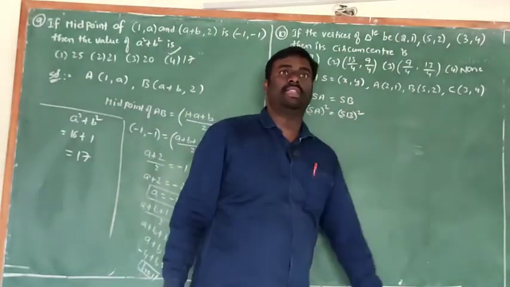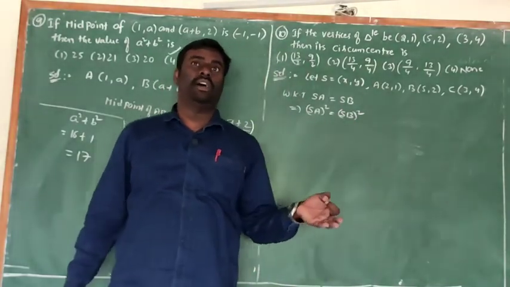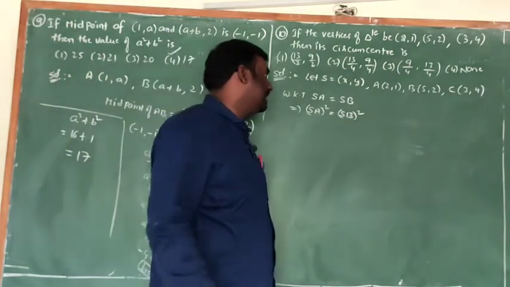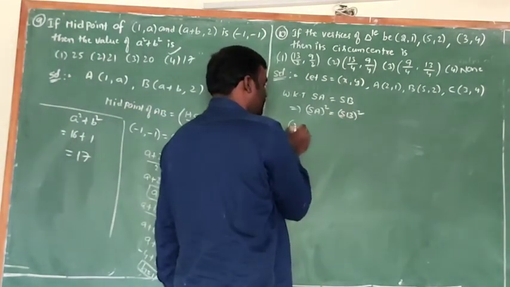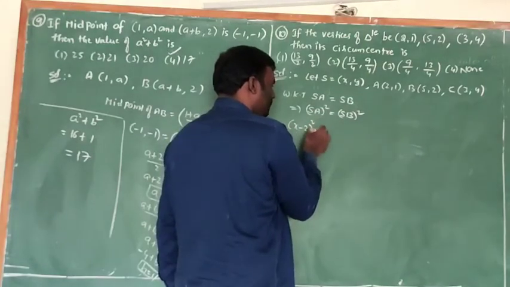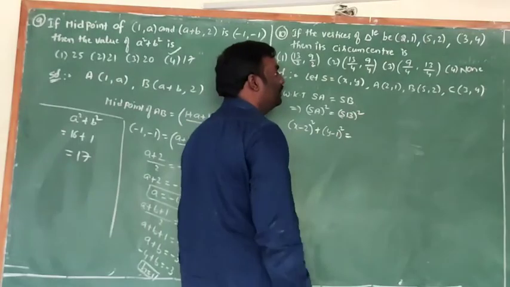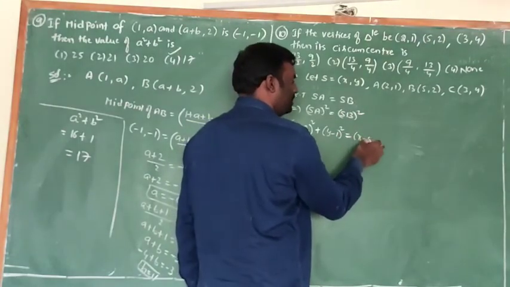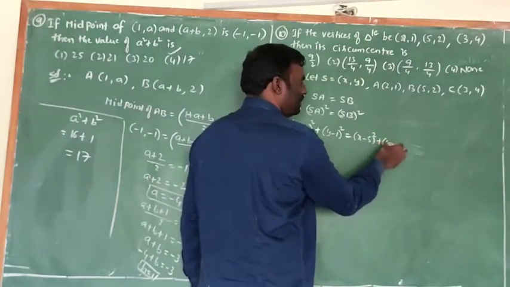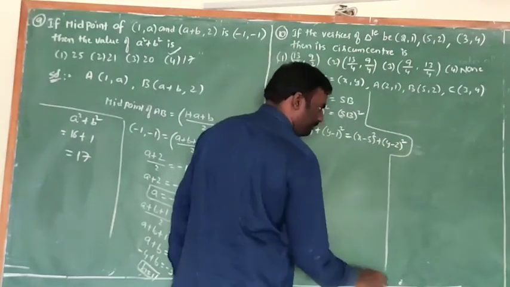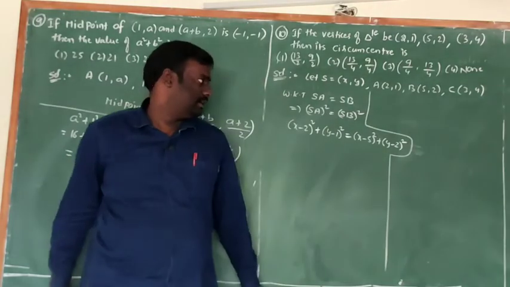Why we need to square? Because in distance formula, root will come. If you square, square and root gets cancelled. That is nothing but x minus 2 whole square plus y minus 1 whole square. That equals to x minus 5 whole square plus y minus 2 whole square. Okay, now simplify.